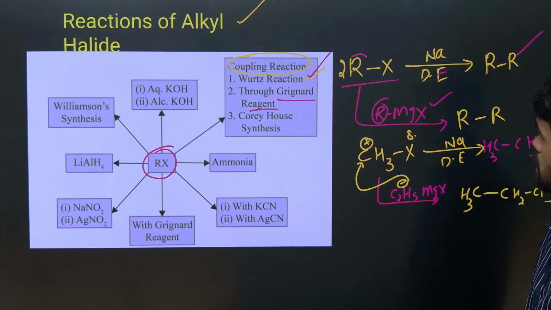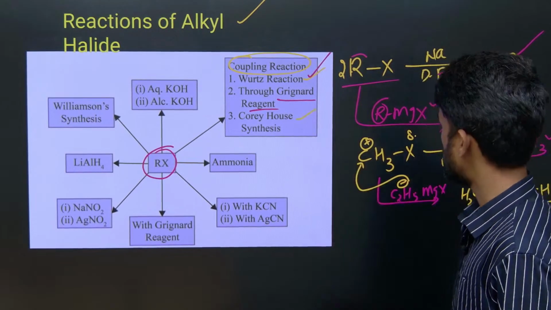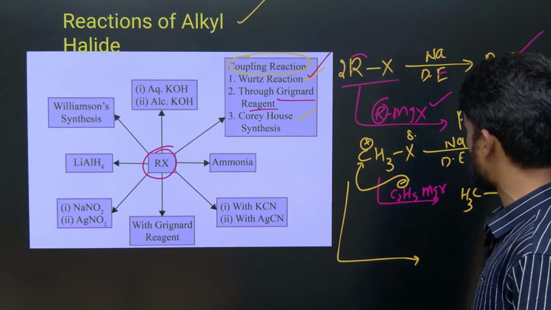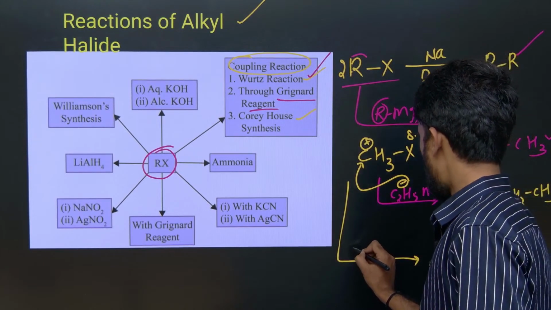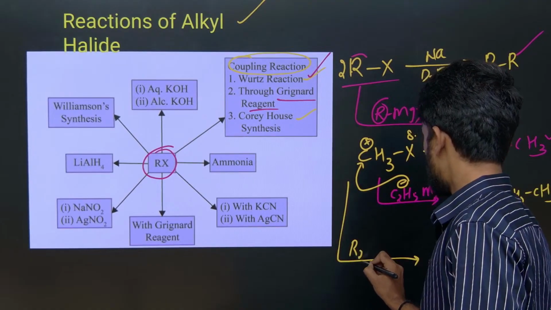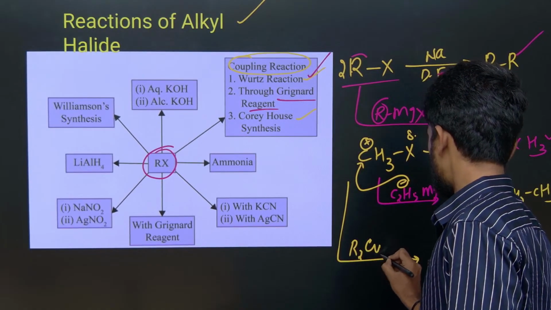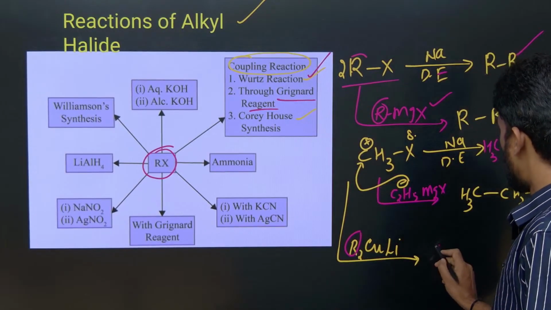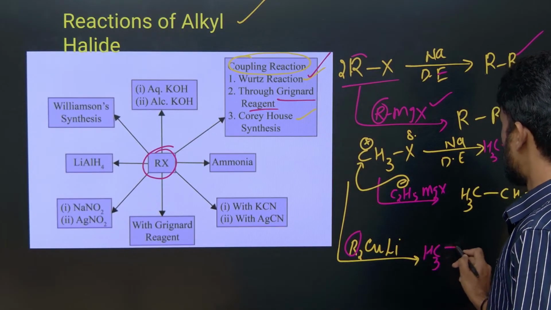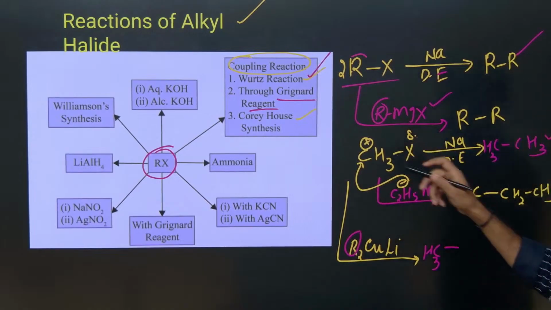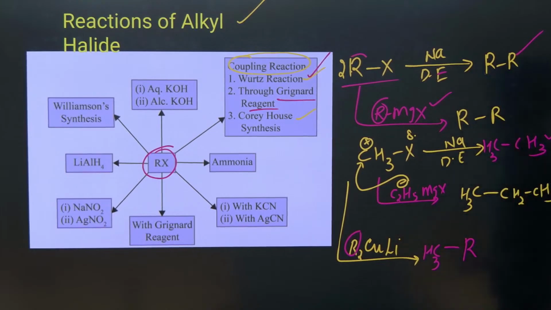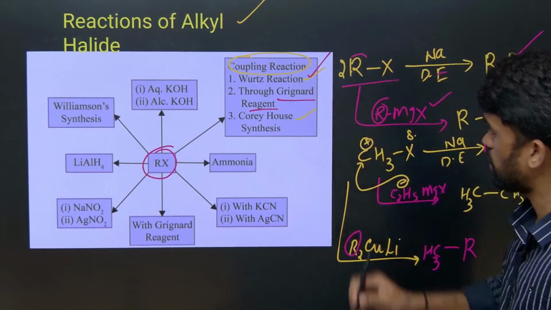Next is Corey-House synthesis. In Corey-House synthesis, I told you we will be using Gilman's reagent. What is Gilman's reagent? Dialkyl lithium cuprate, like this. This alkyl group will be added to the alkyl group of the alkyl halide. So mostly we will be getting alkane products. So these 3 things we have discussed.